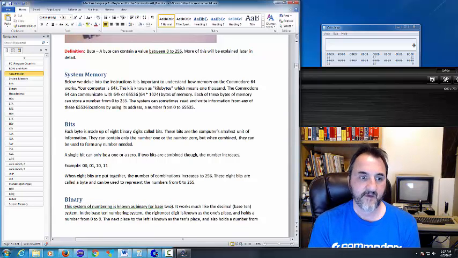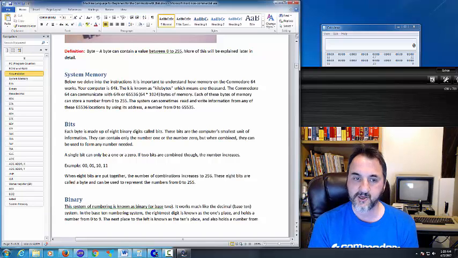System memory. Before we delve into the instructions, it is important to understand how memory on a Commodore 64 works. Your computer is 64K. The K is known as kilobytes, which means 1,000. The Commodore 64 can communicate with 64K, or 65,536, which is actually calculated as 64 times 1,024 bytes of memory. Each of these bytes of memory can store a number from 0 to 255.